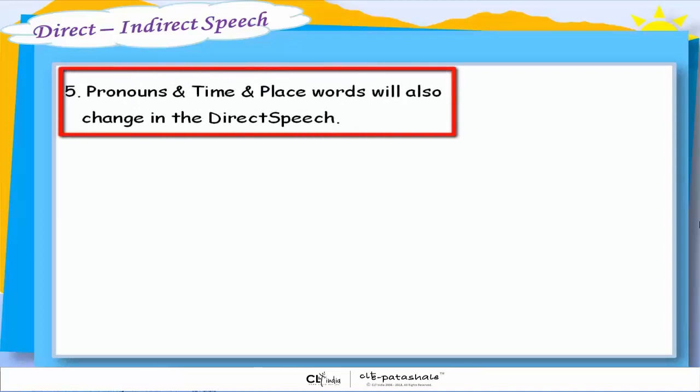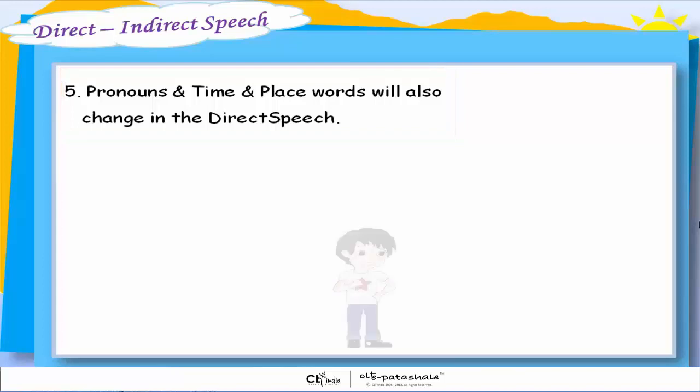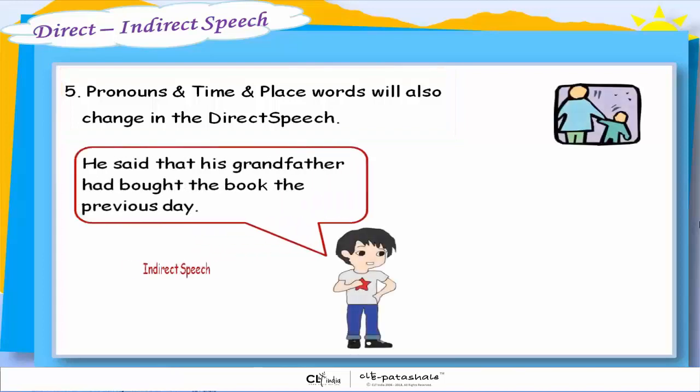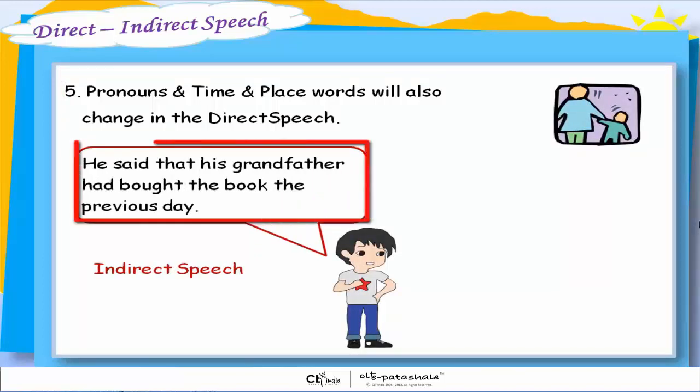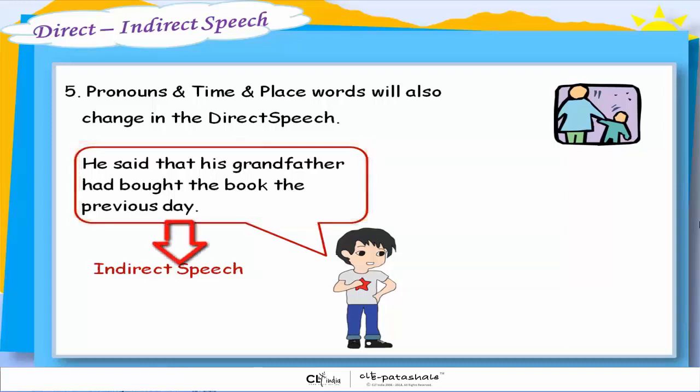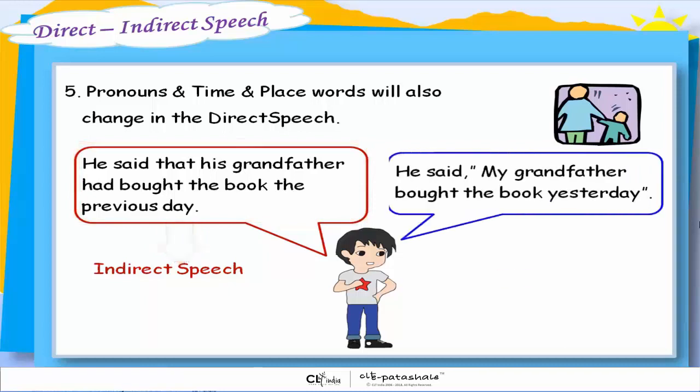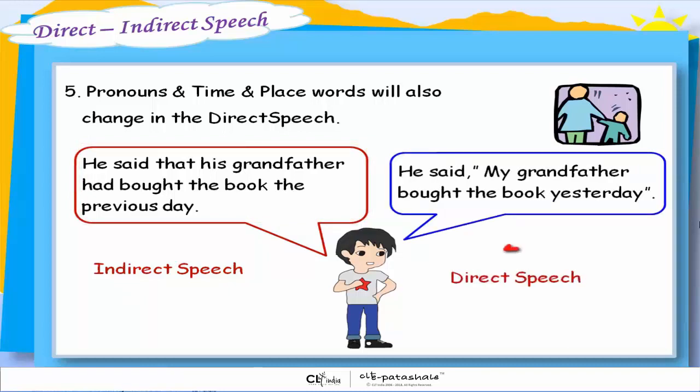Pronouns and time and place words will also change in the direct speech. He said that his grandfather had bought the book the previous day. This sentence is in indirect speech form. Now let's look at how it will be in the direct speech. He said, comma, then inverted commas, my grandfather bought the book yesterday. Full stop with inverted commas.